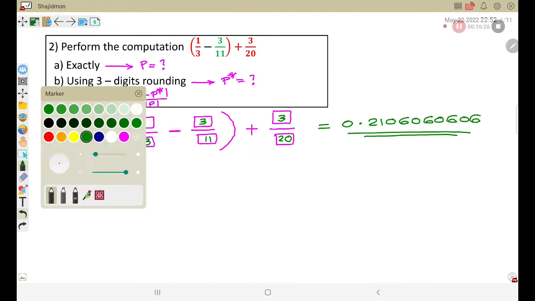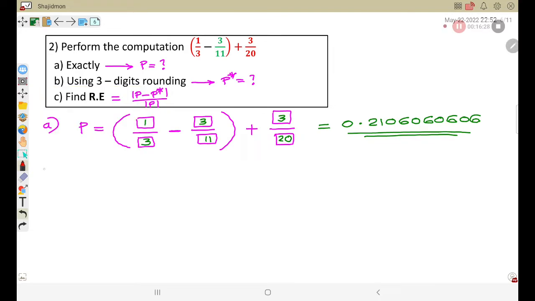Well, now we are going to the second part of the question, the B part. This is the important part. P star equals the approximate value using 3 digits rounding. So what is the question here? 1 over 3 minus 3 over 11 plus 3 over 20.